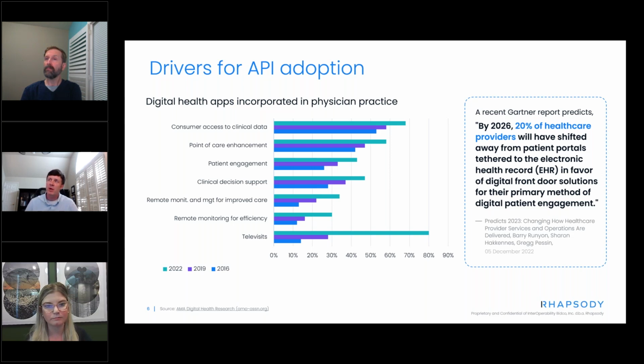Gartner also correlates to this, and to the right here we read Gartner report predicts by 2026, 20% of healthcare providers will have shifted away from patient portals tethered to the EHR in favor of digital front door solutions for their primary method of digital patient engagement. So again, back to what we saw in the article that we referenced here as well, with Gartner saying more and more are getting away from the EHR. They're leveraging these HCIT built innovations, and they're using APIs to do that.